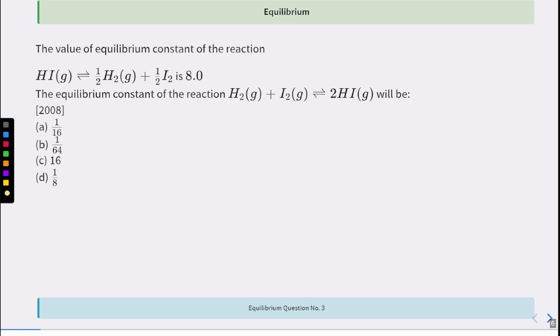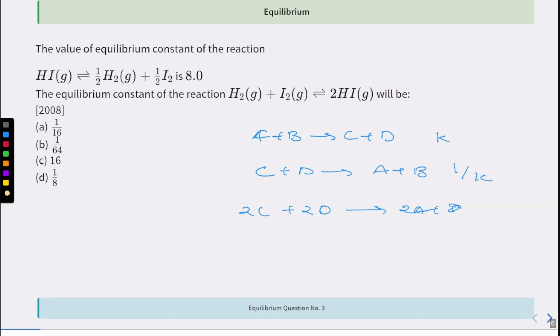So remember what we did in the question earlier. Suppose we had this reaction, A plus B gives rise to C plus D, and that has an equilibrium constant of K. Then we made it C plus D gives A plus B, so that became 1 by K. Now let's say I multiplied it with 2. So 2C plus 2D gives rise to 2A plus 2B. That will become 1 by K square, right? Just keeping this logic in mind.